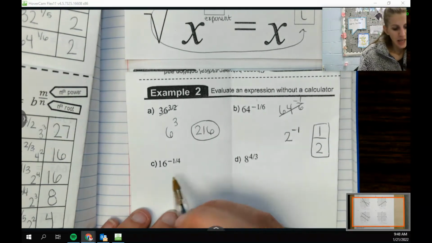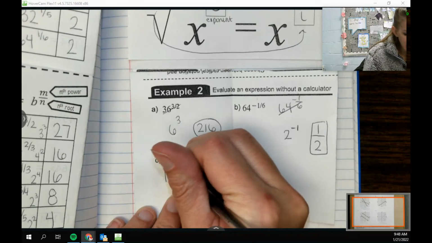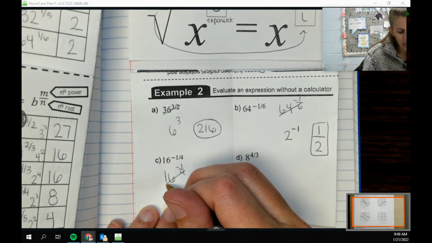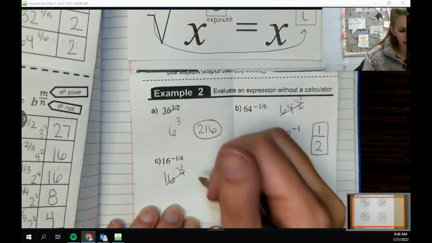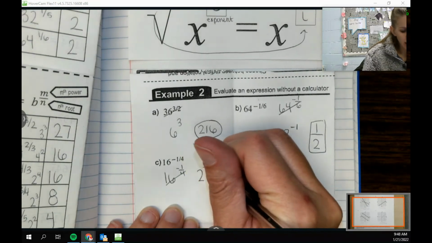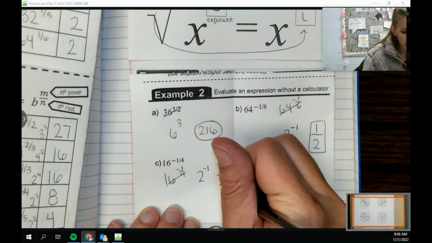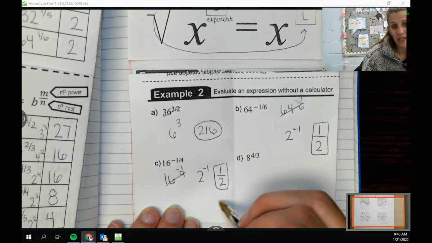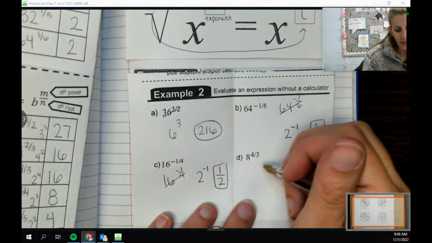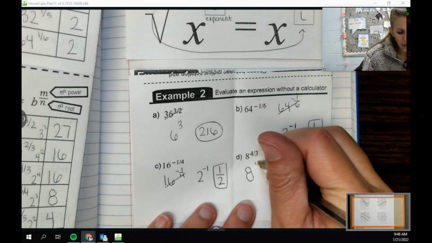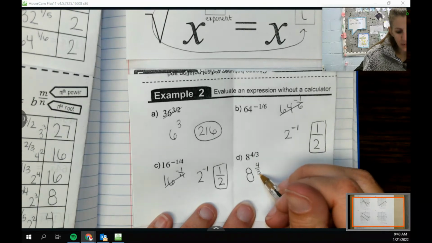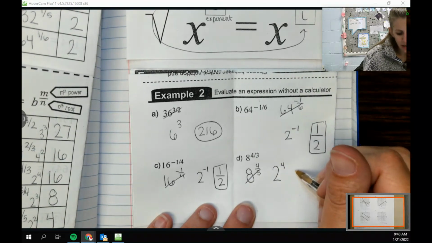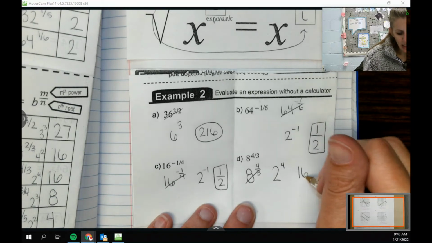Okay, same idea here. I'm going to rewrite this 16 to the negative 1/4. So I'm taking the 4th root of 16, which is like taking a square root twice. So now we're 2 to the negative 1st, which again is 1/2, because we're moving it to make it positive. And lastly, we have 8 to the 4/3. So we're taking the cube root, which is 2, to the 4th power, which is 16.